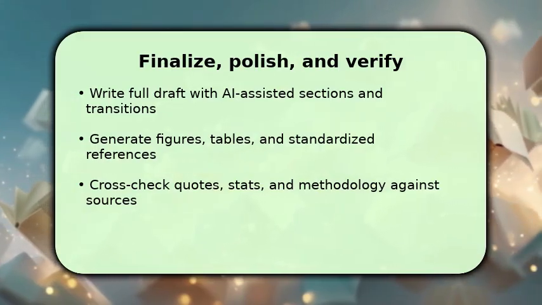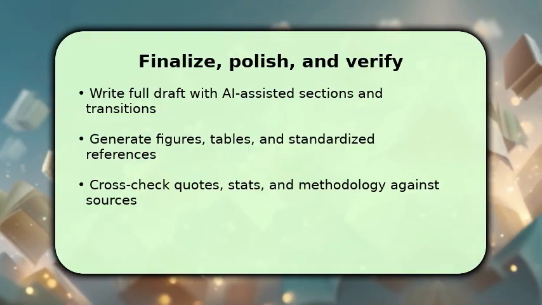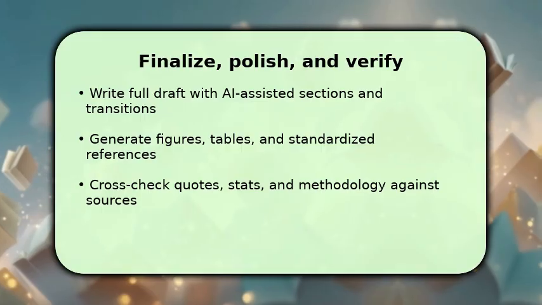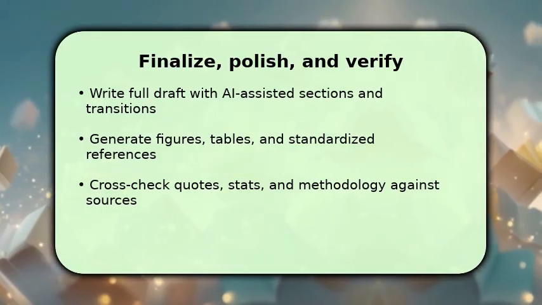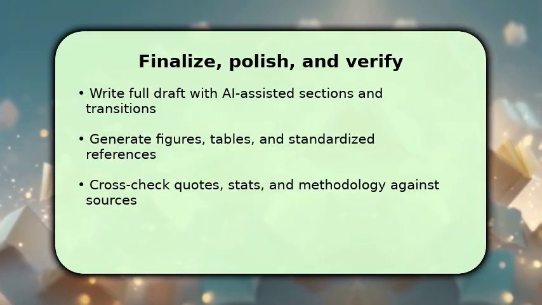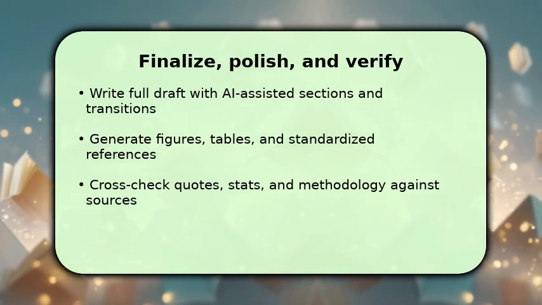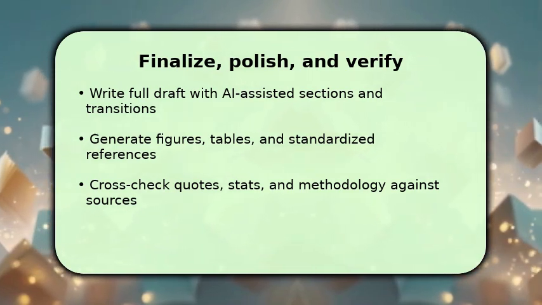Make sure to perform a final verification sweep. Check every quoted result, percentage, and methodological claim against original sources. If AI output conflicts or invents details, stop. Rerun targeted prompts and extract the exact supporting text from the primary papers to correct errors.